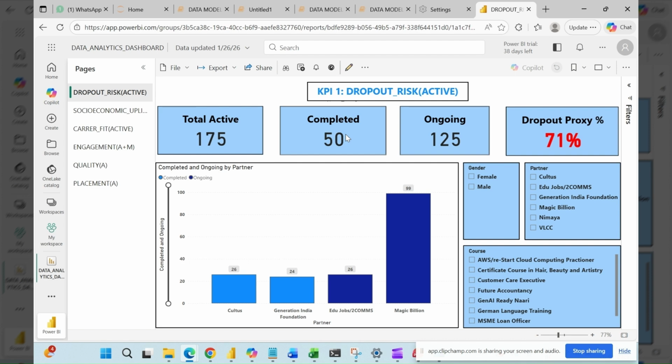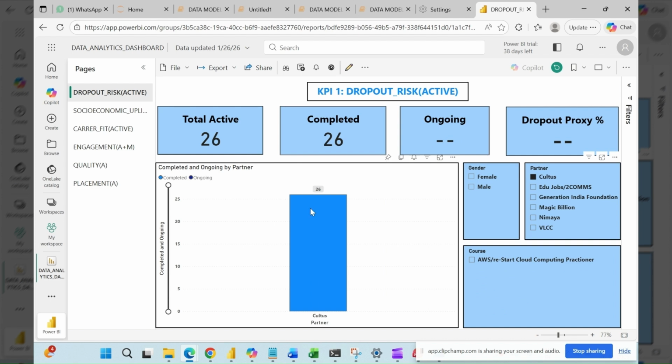Completed are 50 count, and ongoing means still going on. Training is going on is 125, and dropout proxy, we will discuss this. As we know that Cultus has completed their first batch, so if I click Cultus over here, you can see here 26 out of 26 completed, ongoing is 0.